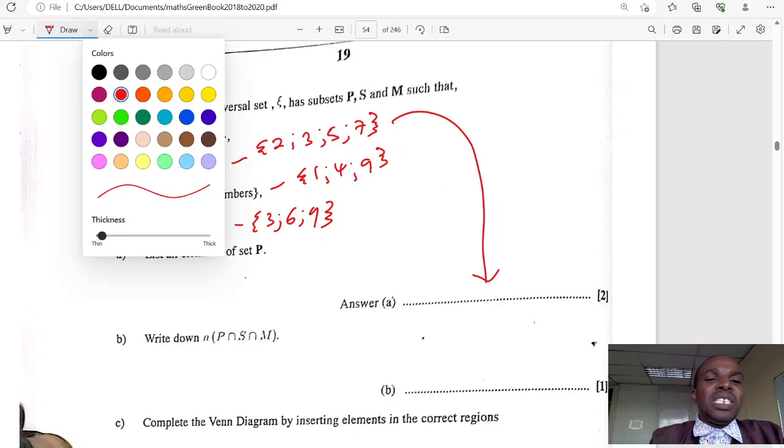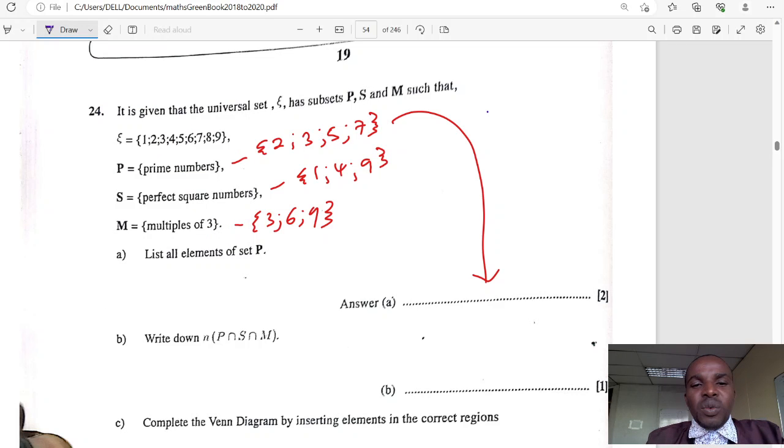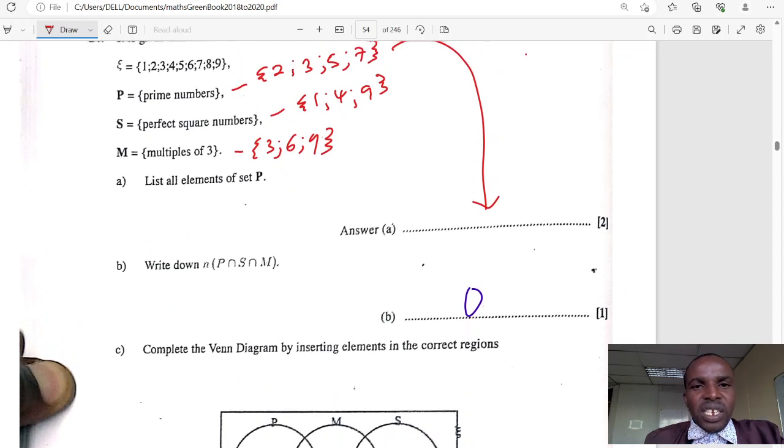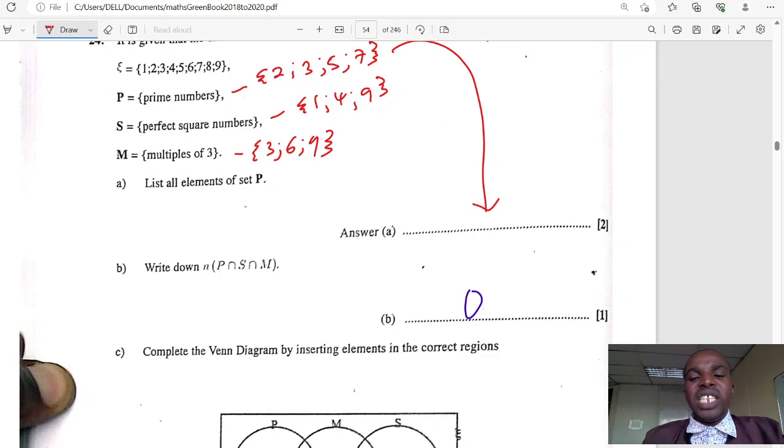In other words, the numbers or the things that are found in all these sets. So we have 1, 4, 9, we have 6, so nothing. So it's 0. There are no numbers that are found in all the sets, right? Then next, complete the Venn diagram by inserting elements in correct regions, right? Even this set can tell you that there are no numbers that are found in all the sets. From this one, they are telling you the answer right away.